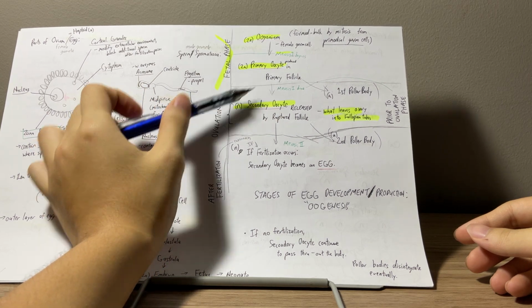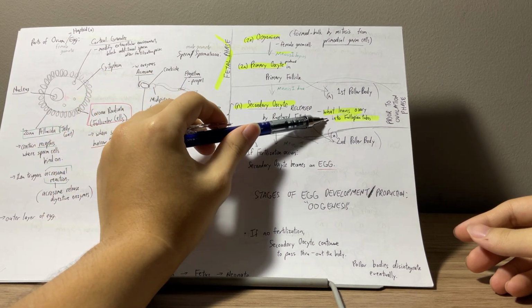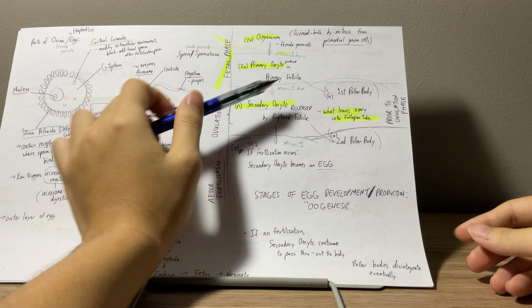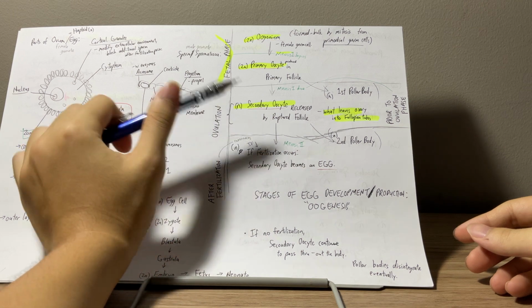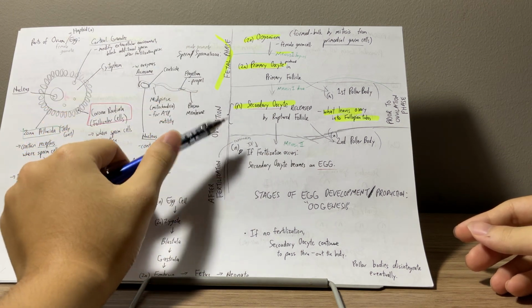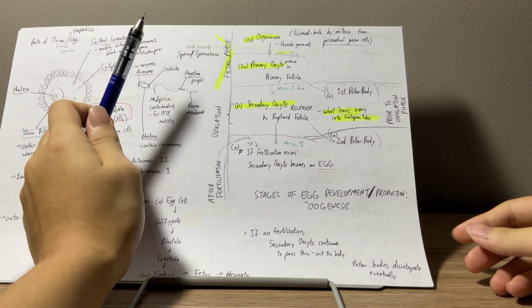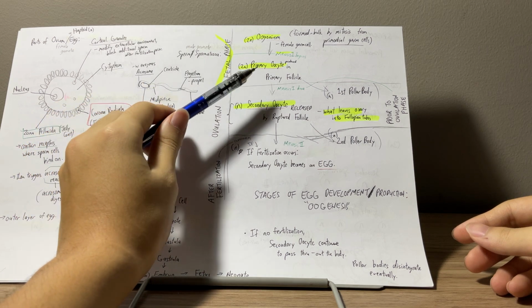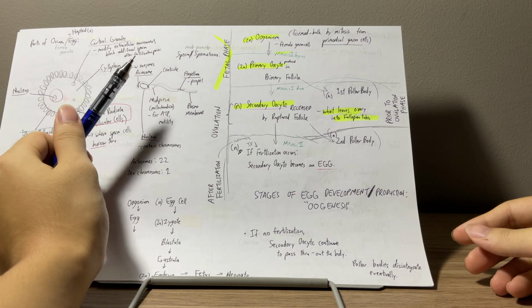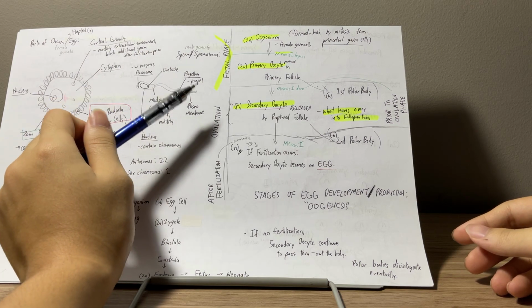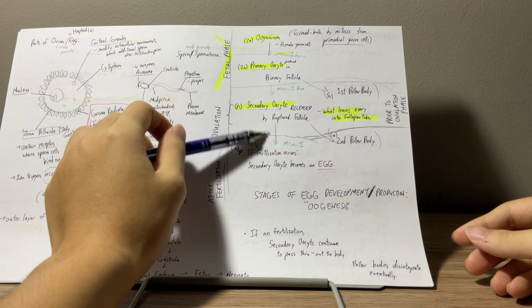The secondary oocyte is what leaves the ovary into the fallopian tubes. Eventually, this would become an egg cell, and that's what's being fertilized by the sperm once it reaches the fallopian tubes. I'm not sure about the relevance of these two, the first and second polar body. I can't recall, unfortunately. Let's move on.